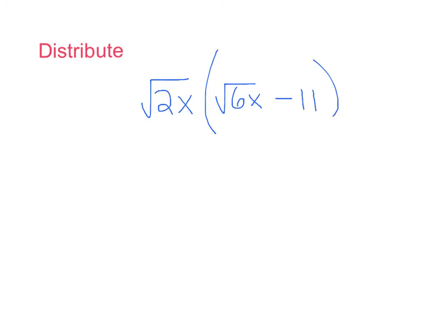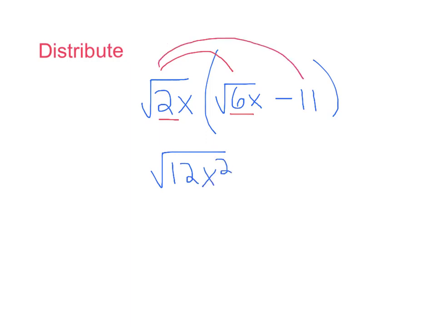Okay, last example, the square root of 2x times the square root of 6x minus 11. So when we distribute, here we have two numbers both underneath the square root, so we can actually multiply them together to get the square root of 12x squared. And then the square root of 2x times negative 11. Since 11 is not underneath the square root, all we can do is just minus 11 square root of 2x.